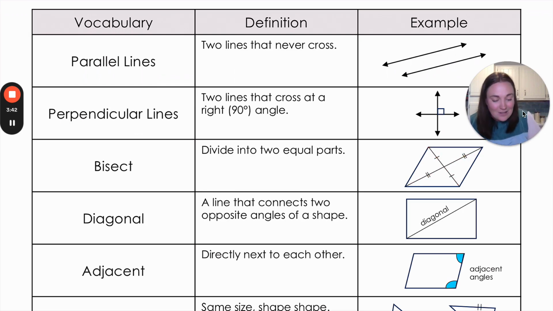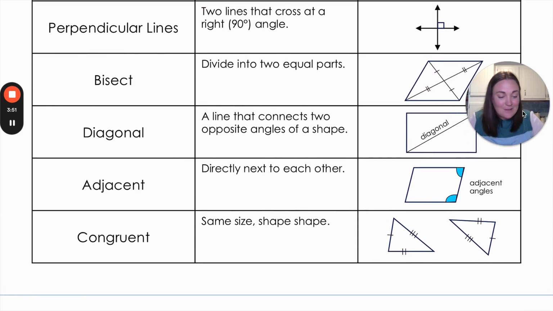A diagonal is going to go diagonally across the shape, so it connects two opposite angles. That would be the diagonal of that rectangle. Adjacent means they are right next to each other. So these two angles that are highlighted in blue are adjacent to each other. This angle and this angle would not be adjacent. And then congruent is the same size and same shape. A lot of times we use markings to show that. So we've got this one marking here, one marking there. That means that those are the same size. Two markings and two markings shows the same size, and so on.